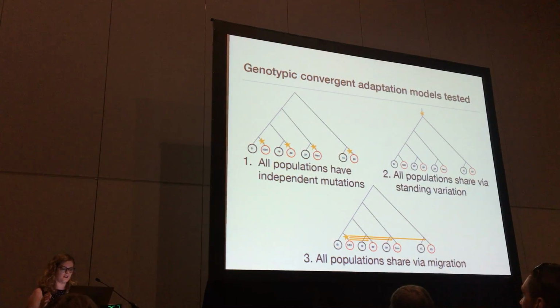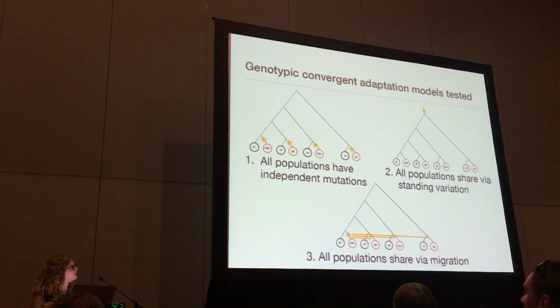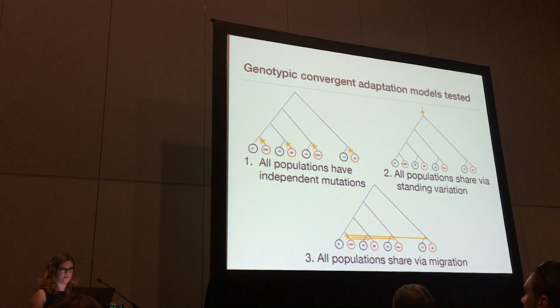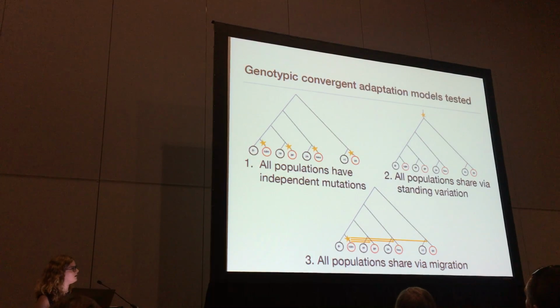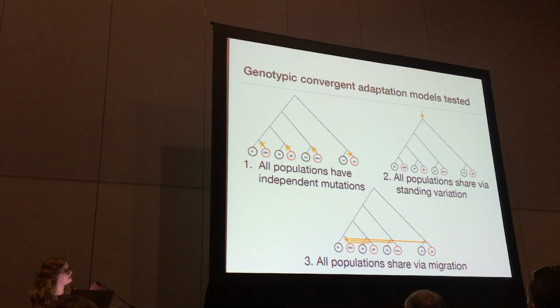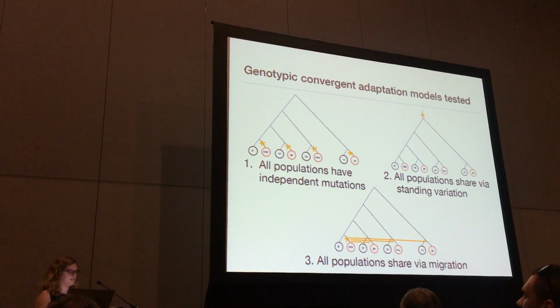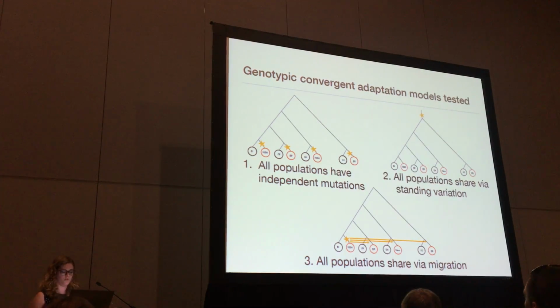These models are the straightforward ones that I laid out earlier, where all populations have independent mutations once they've been isolated from each other, where all populations share the same standing ancestral variation that selection is acting upon, or where all populations share the same variant via migration.